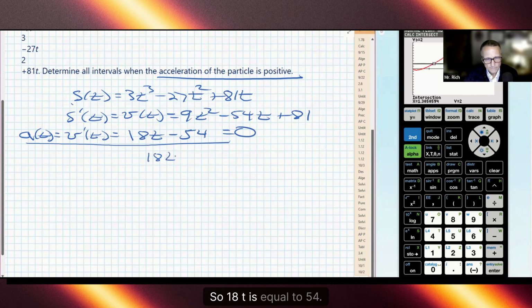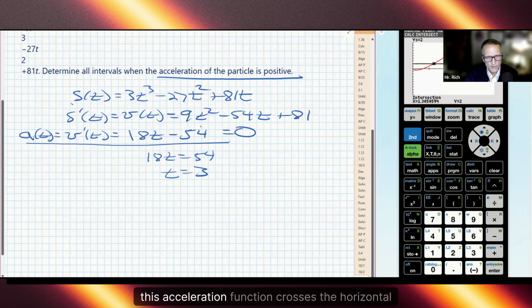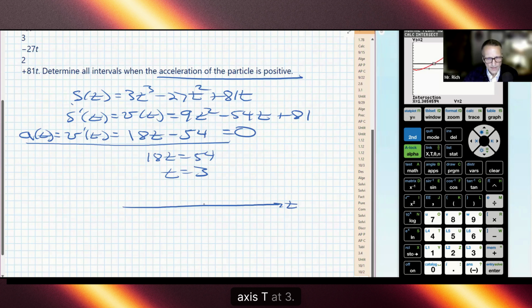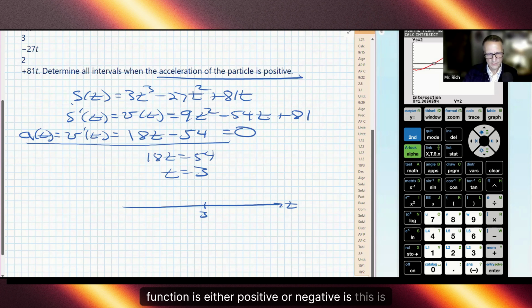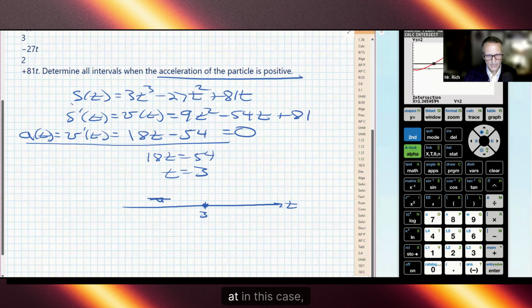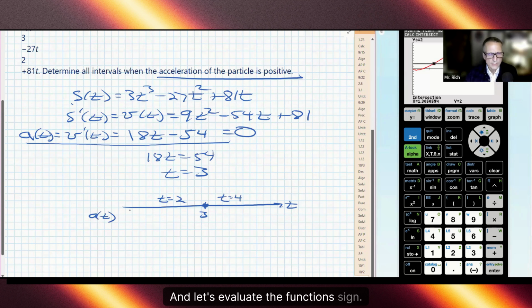So 18t is equal to 54. Is that t equals 3? I think it is. Right, t equals 3. So this acceleration function crosses the horizontal axis t at 3. And what we do typically to find out when the function is either positive or negative is, this is where the function is 0. So we pick a test point, in this case t equals 2, just to the left of 3. I'll pick t equals 4 to just be to the right. And let's evaluate the function's sign.